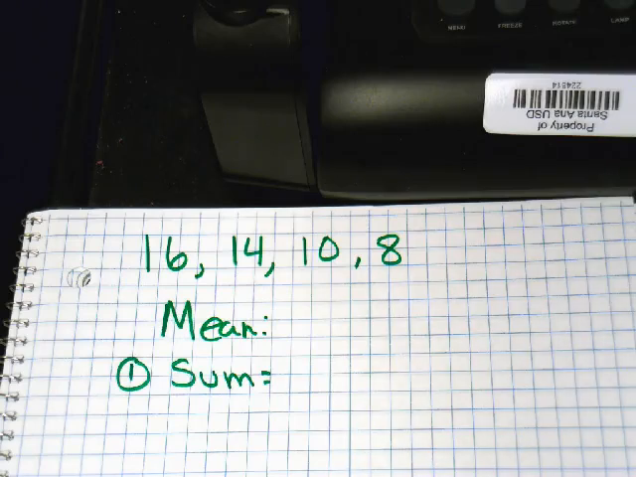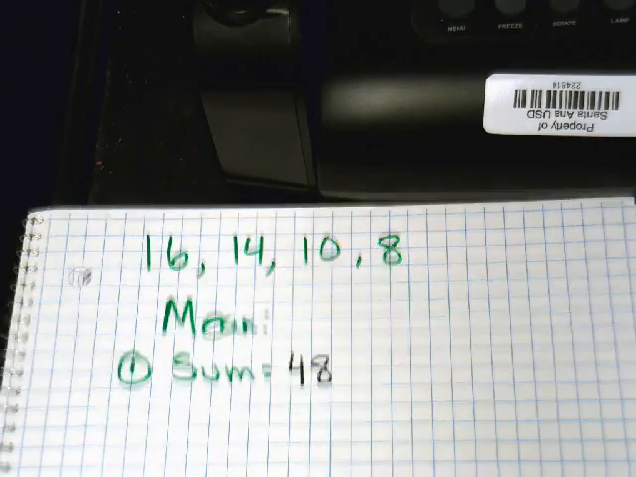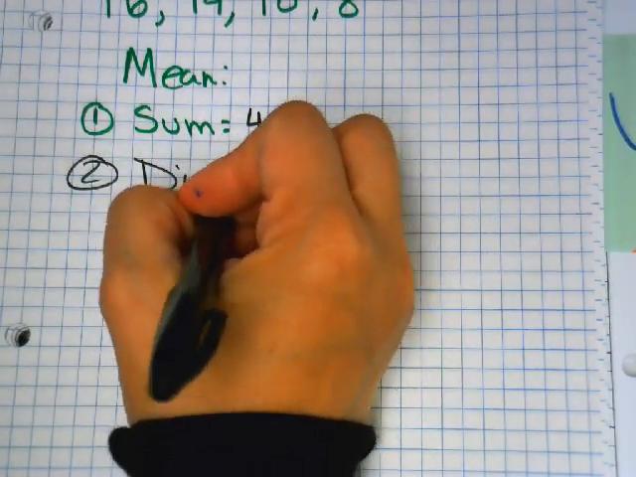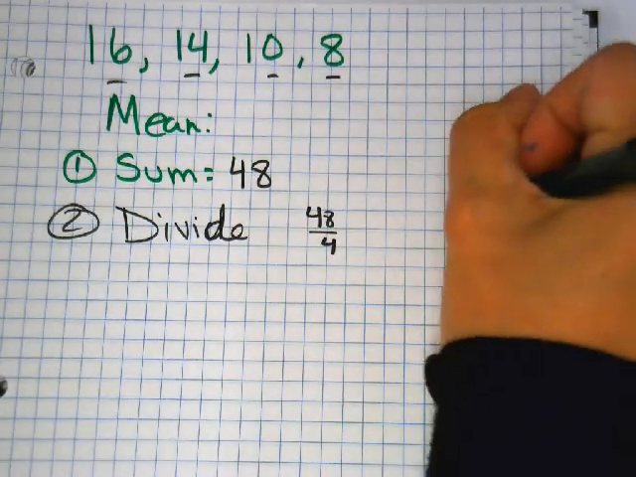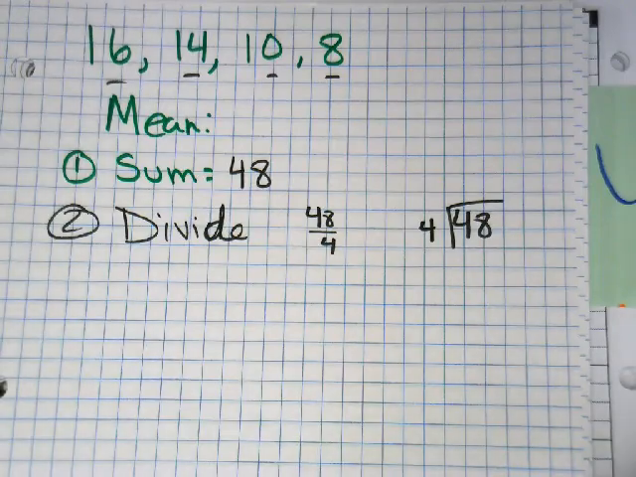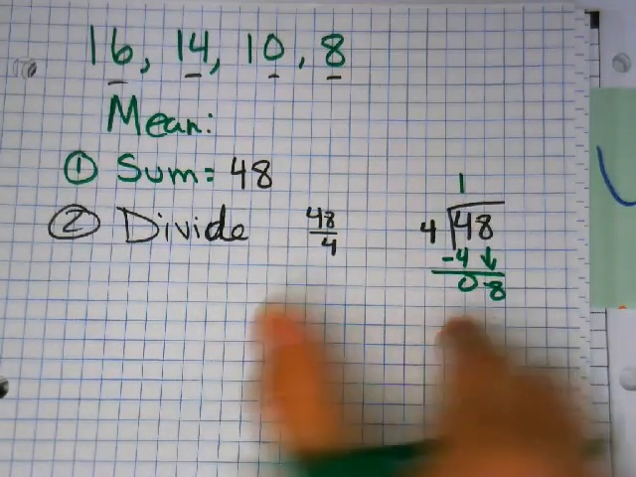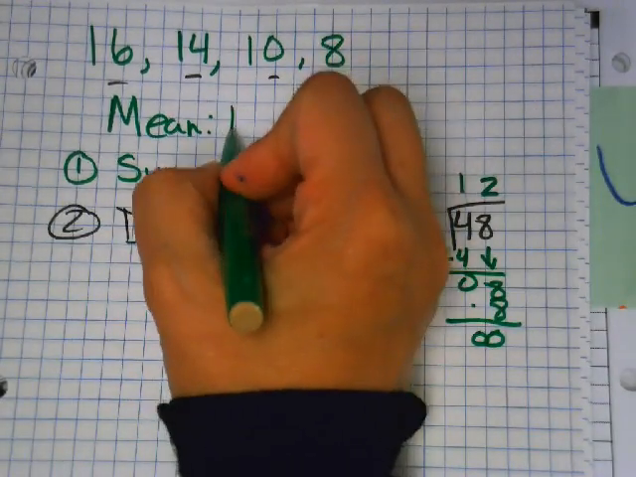Okay, who wants to raise their hand and tell me what you got when you added? 48. I agree with 48. So am I running the mile in 48 minutes? No. So remember, you don't stop there. We have to do the second step. We have to divide by how many numbers? 4. 1, 2, 3, 4. So we're going to divide 48 divided by 4. 4 goes into 48 12 times. So my mean, I'm going to write up here, is 12.